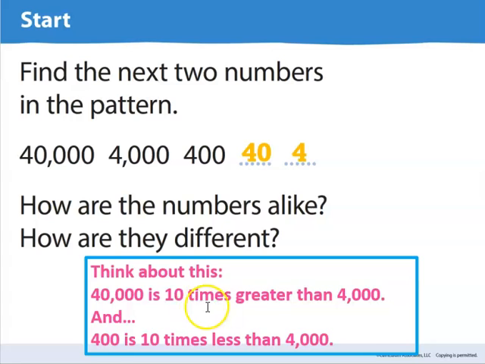40,000 is 10 times greater than 4,000. And 400 is 10 times less than 4,000. Notice where they are in line with each other. Every time we go down, we're going down 10 times. Every time we go up, we're going up 10 times.